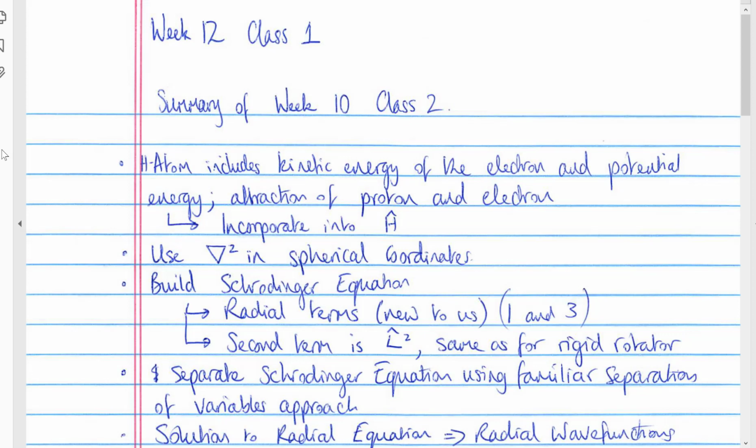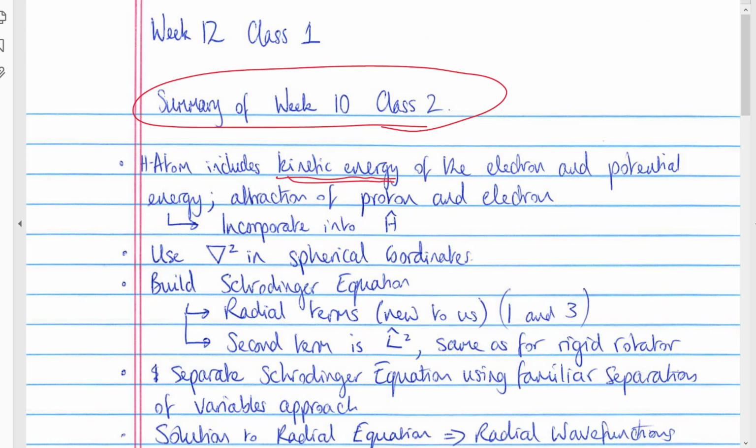Hi everybody, so let's talk about this summary of the week 10 class 2 work. In that particular case we considered the hydrogen atom, and of course now we don't just have the kinetic energy of the electron as it whizzes around the outside of the atom. We also have the potential energy, and it's this potential energy that keeps that electron in place. It's that attraction between the proton and the electron that we start to build into the Hamiltonian operator now.